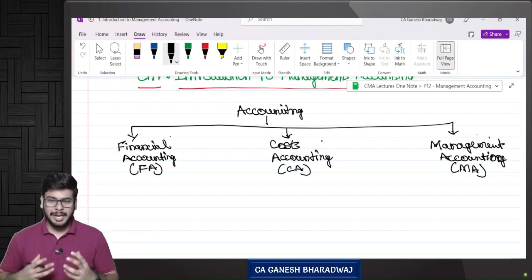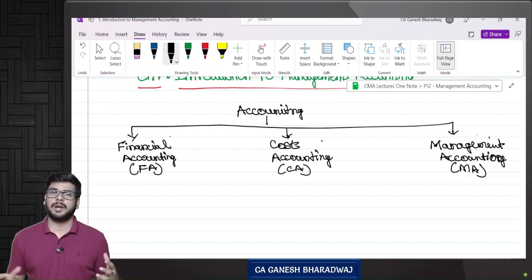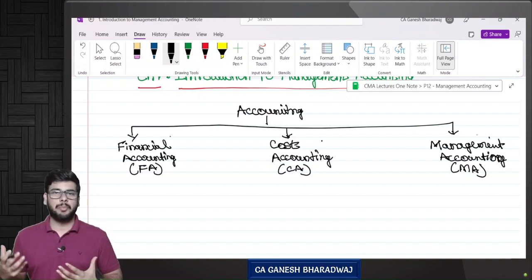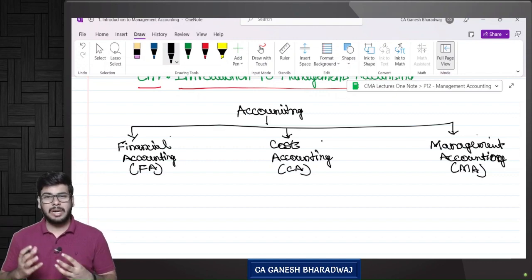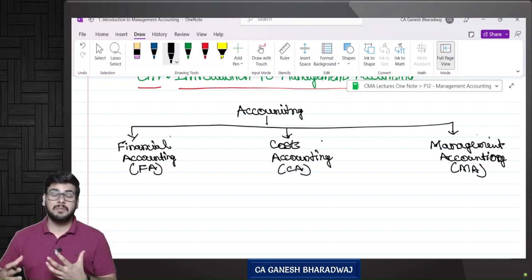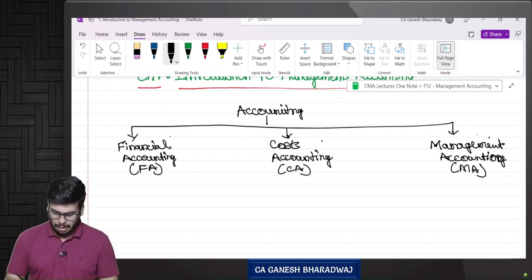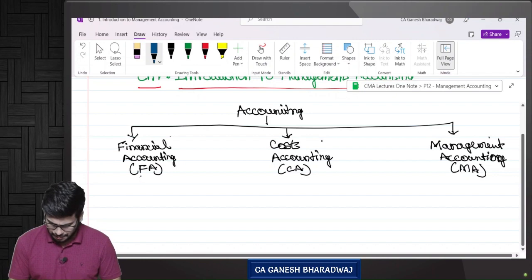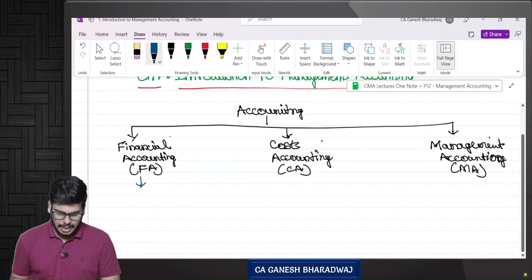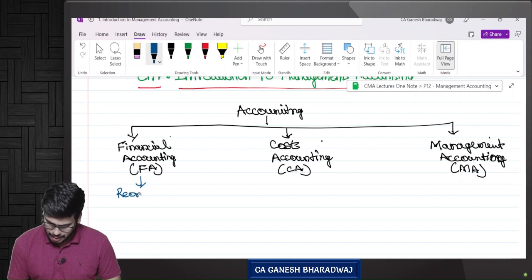So first, let us understand what each of these branches of accounting do. That's when you will be able to appreciate the importance of management accounting. What is the exclusive thing that management accountants generally do in their real life? Only if you know that, you will be able to understand what we are going to do in this subject, management accounting. Fine.